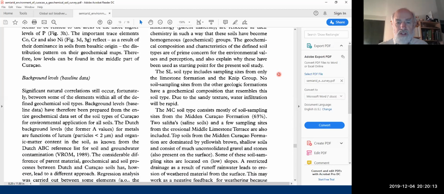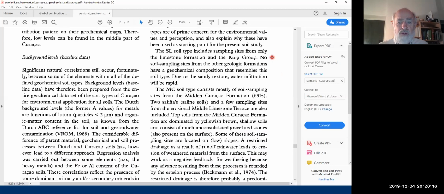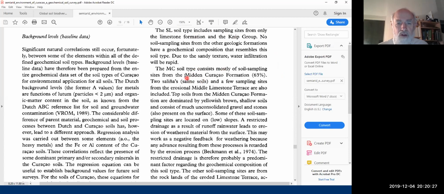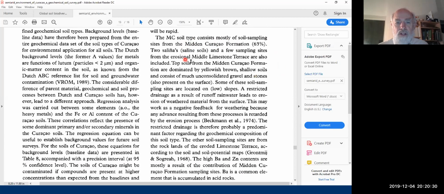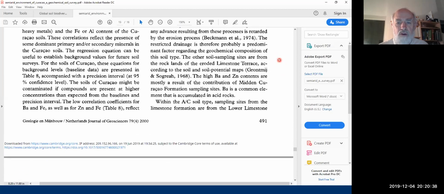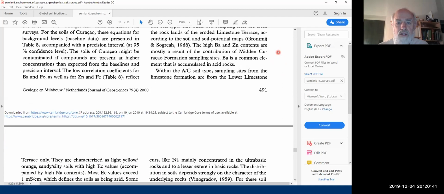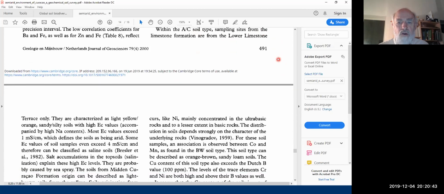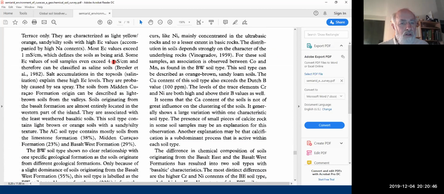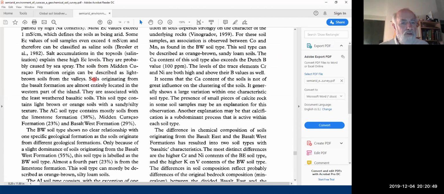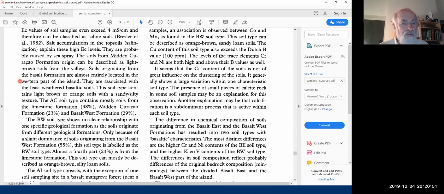And I won't go through this. So they do say where you find the SL, sandy limestone, limestone formation, and knip, and MC on the Midden Curacao. And then there are some saline soils from the middle limestone terrace and so on. So they give a little bit more information about where these things are. Arid calcareous, lower limestone terraces only, and so on. So again, you can get practical information from these paragraphs.